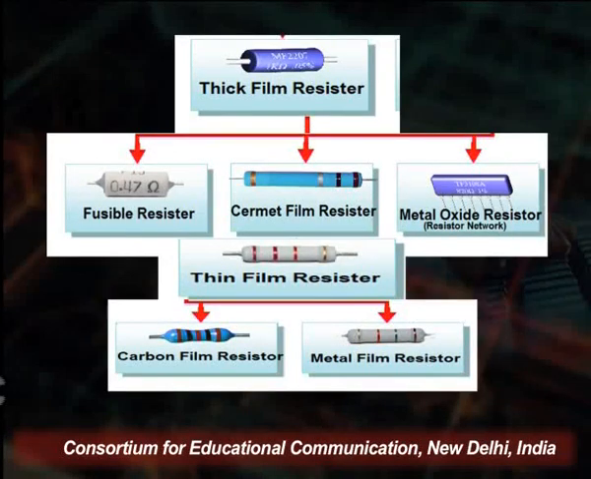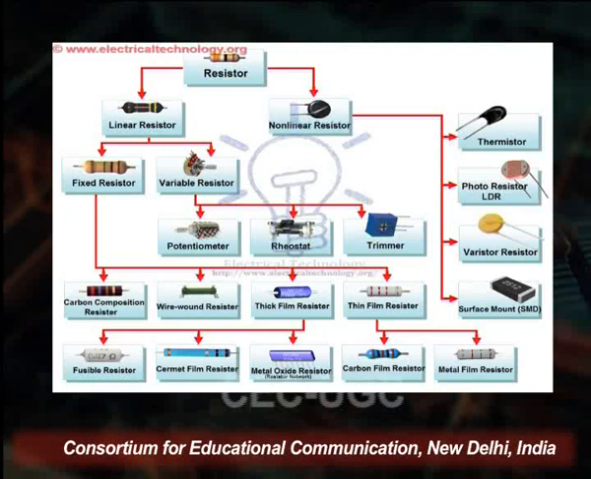Now the thick film resistor is again categorized into parts: first is the fusible resistor, second is the cement resistor, then the film resistor, and then the metal oxide resistor. And the thin film resistor is also divided into two categories: first is the carbon film resistor, commonly used in the laboratory, and then the metal film resistor. These are the full categories of resistor as taken from the site.